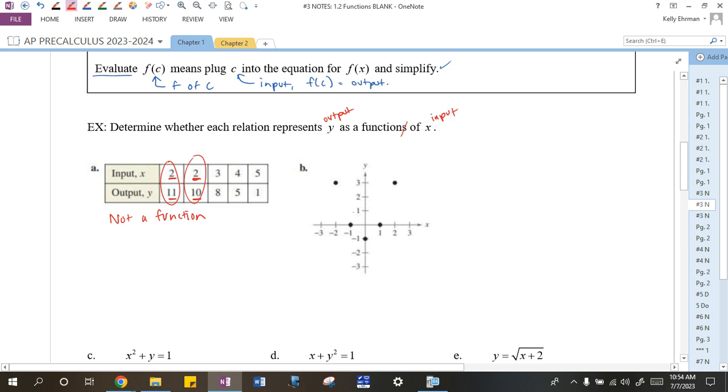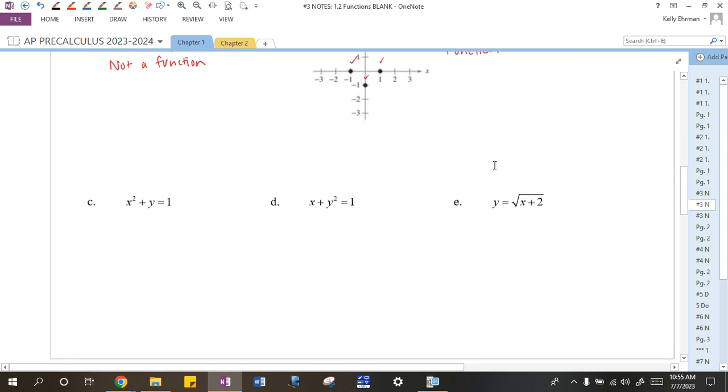If we're looking at a graph instead of a table of values, you could look at it the same way. As long as you don't see any points that have points directly below or above them, that means that every x value has just one y value. So one y value for -1, 1 for 0, 1 for 1, 1 for 2. So yes, this is a function. Y is a function of x.